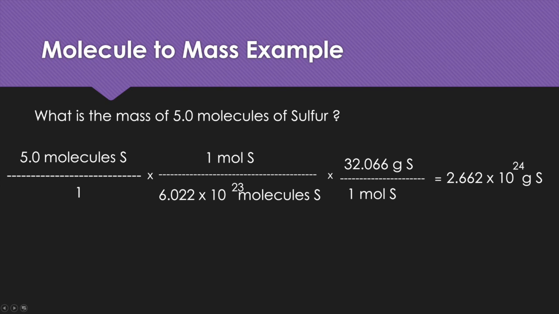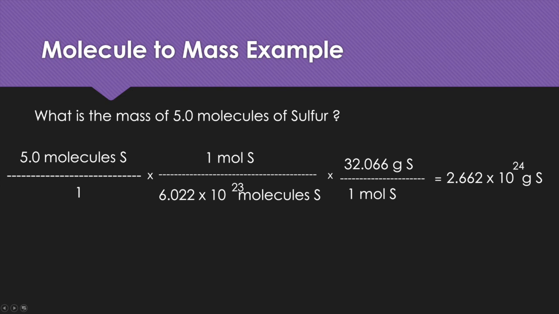Now continuing the dimensional analysis, on the bottom of the next line, you will place molecules S so that they can cancel out. So how many molecules are in 1 mole? Remember Avogadro's number, 6.022 times 10 to the 23rd power, are in 1 mole. Now, since we're looking for mass in grams, you are going to do the same dimensional analysis and put mole S on the bottom of the next line. 1 mole of sulfur has 32.066 grams per mole.